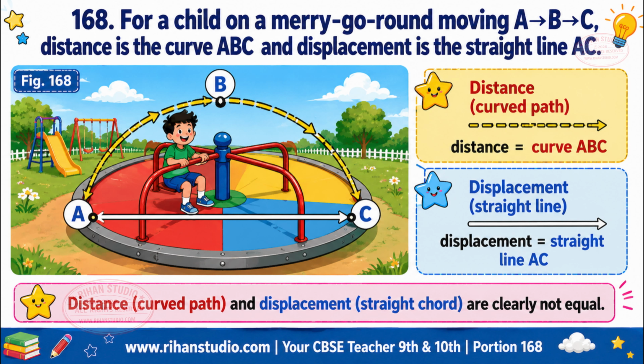For a child on a merry-go-round moving A to B to C, the distance is the curve ABC and the displacement is the straight line AC. Understand it with the example. The distance is the curved path length ABC, while the displacement is the straight line gap AC. They are clearly not equal in circular motion.